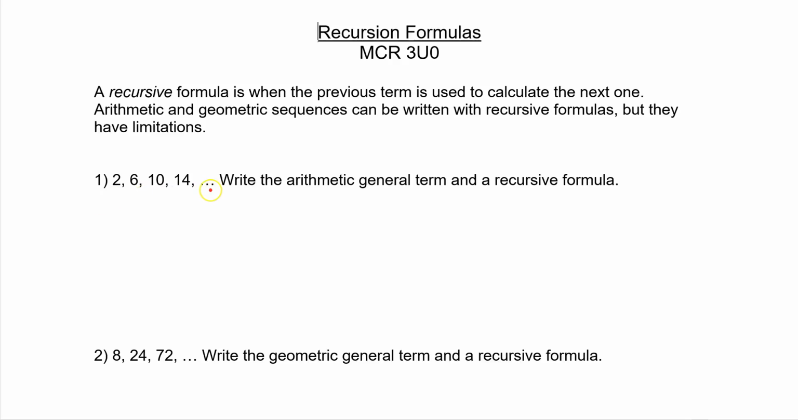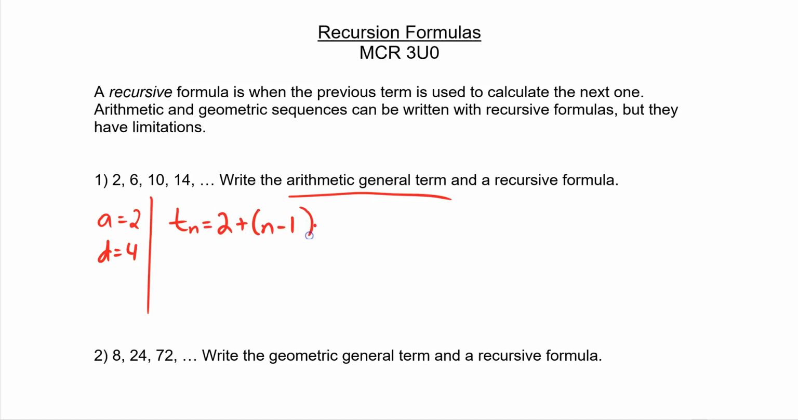Now, taking a look at this first example, my sequence is 2, 6, 10, 14. Now, this is clearly an arithmetic sequence with an A value of 2 and a D value of 4 because we're adding 4 each time. Now, that would give me a formula that term n is equal to, and you should be comfortable with the formula by now, 2 plus n minus 1 times 4 would be my general equation.